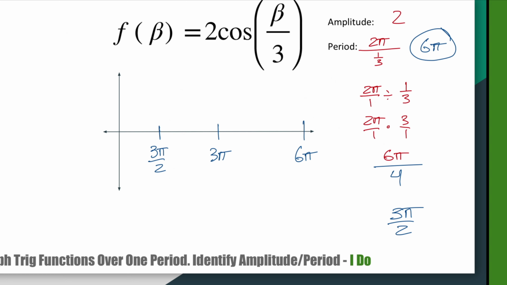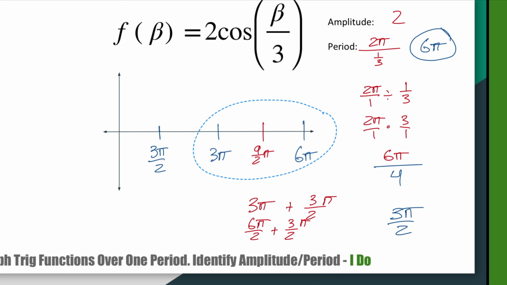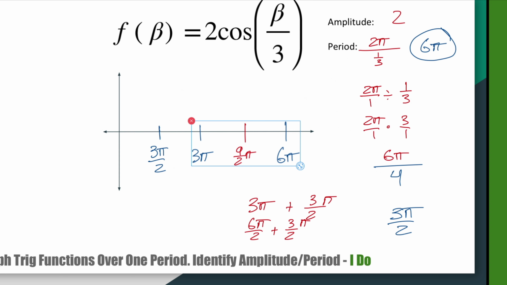Let me write it out here. So 3 pi plus 3 over 2 pi. I can convert that 3 to have a denominator of 2. So that would be 6 pi over 2 plus 3 over 2 pi, which will give me 9 over 2 pi. Now, these don't look evenly spaced, but they are supposed to be evenly spaced. Let me move this over. It looks a little bit better.